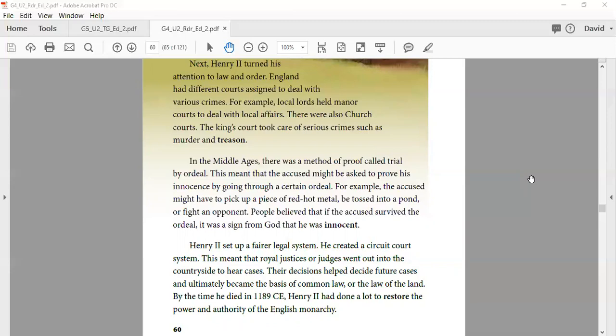By the time he died in 1189, Henry II had done a lot to restore the power and authority of the English monarchy.